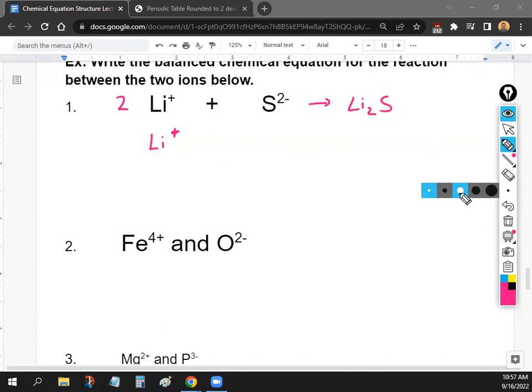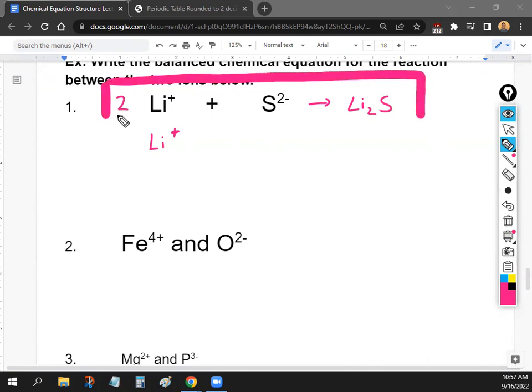So let me box what the final answer should look like. Okay, but your final answer should look something like this. So you need to basically write exactly what's inside of the box. Okay, 2 Li+, and then you combine that with S2-, and you make Li2S.